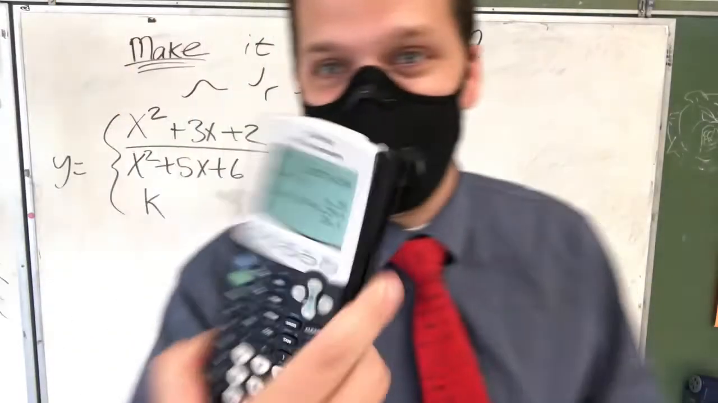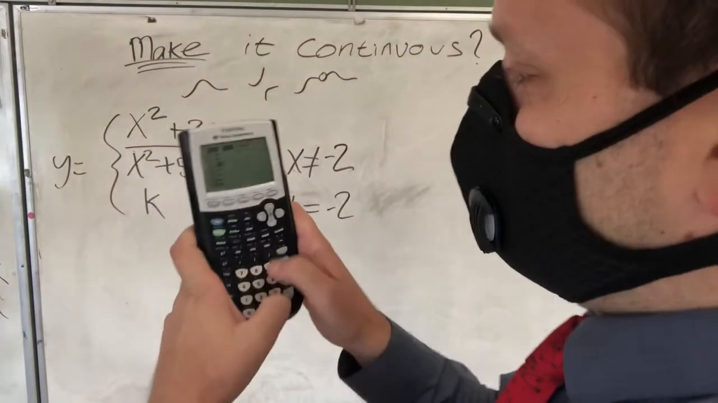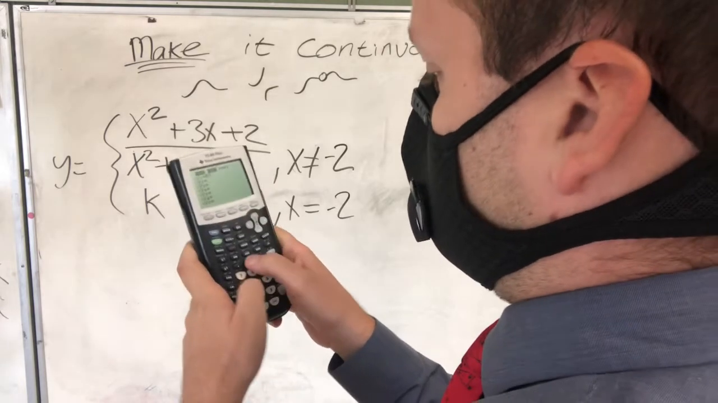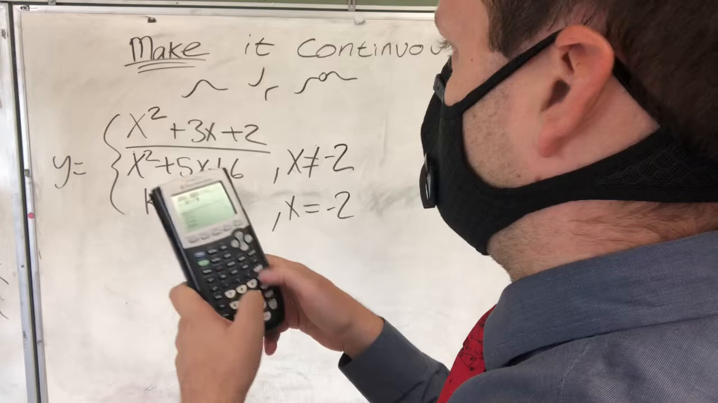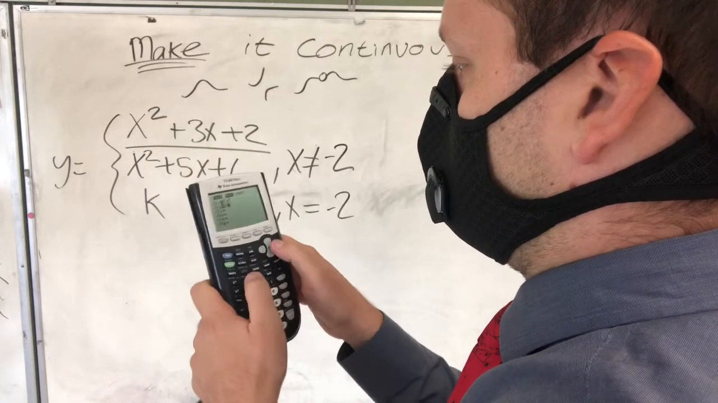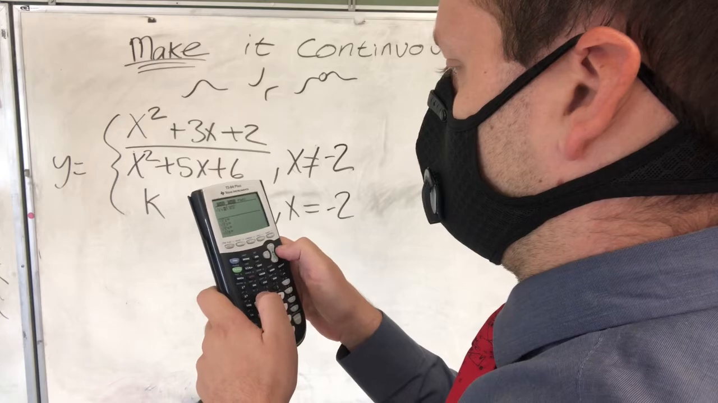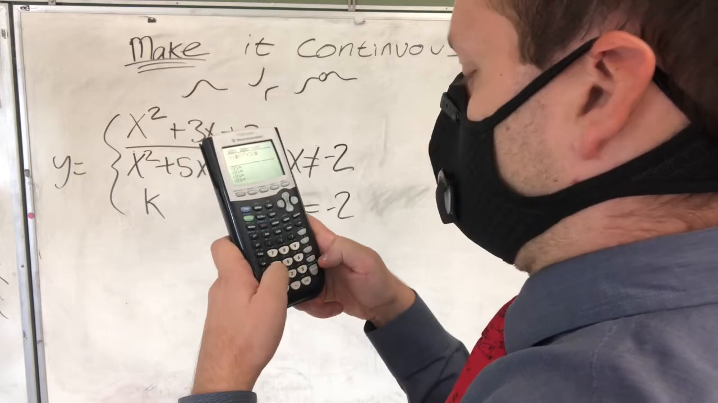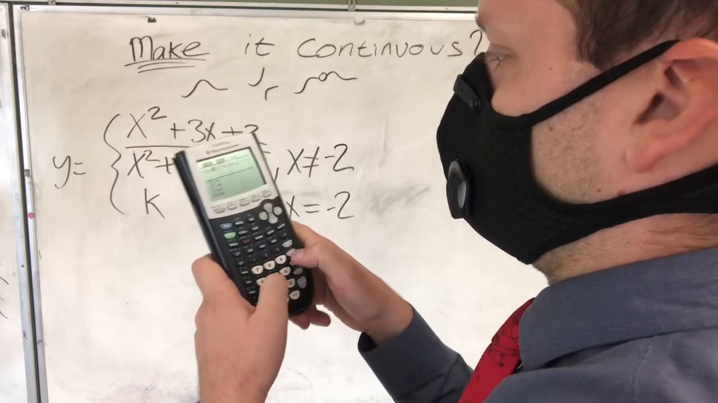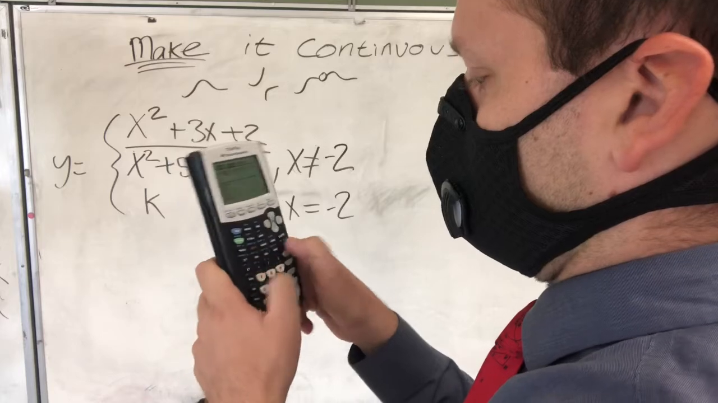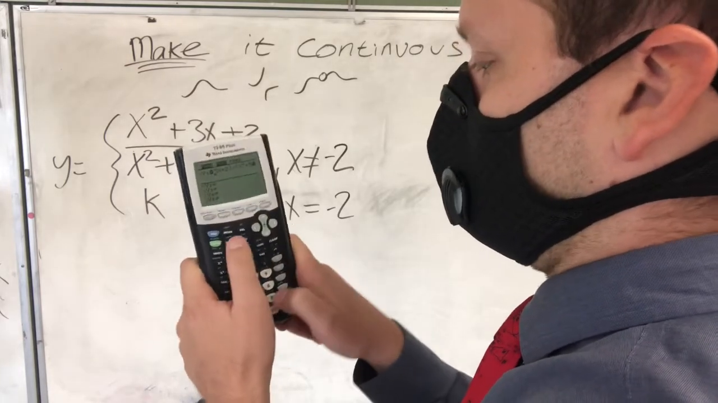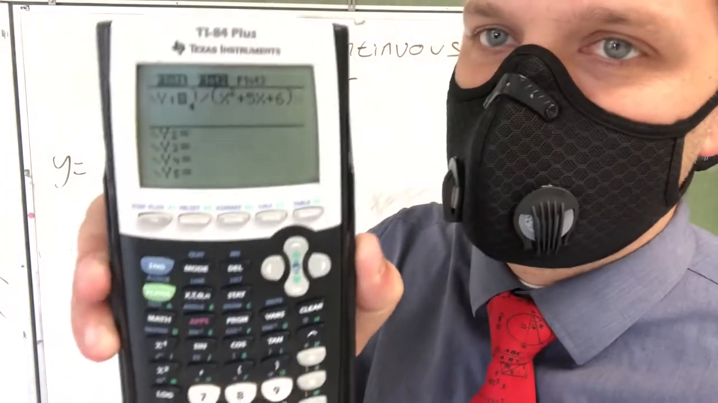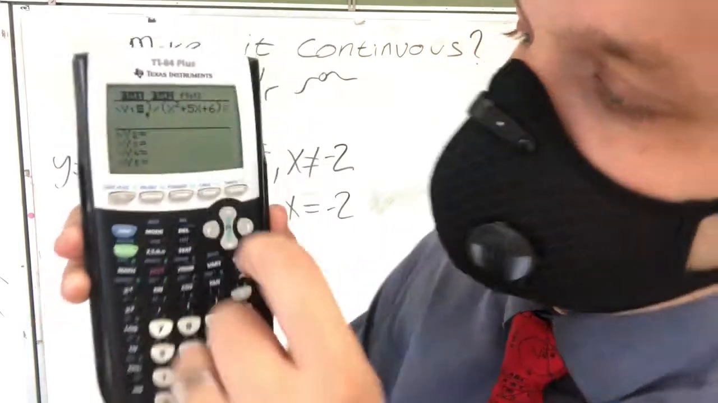So here we go. We've got our handy dandy calculator. I'm going to go to my graphing systems. I'm going to come up and I'm going to do x squared plus 3x plus 2 divided by x squared plus 5x plus 6. I did that by going to the y equals button. If you're on a TI Inspire calculator, you do it a little bit different. Okay. Now I go to trace.